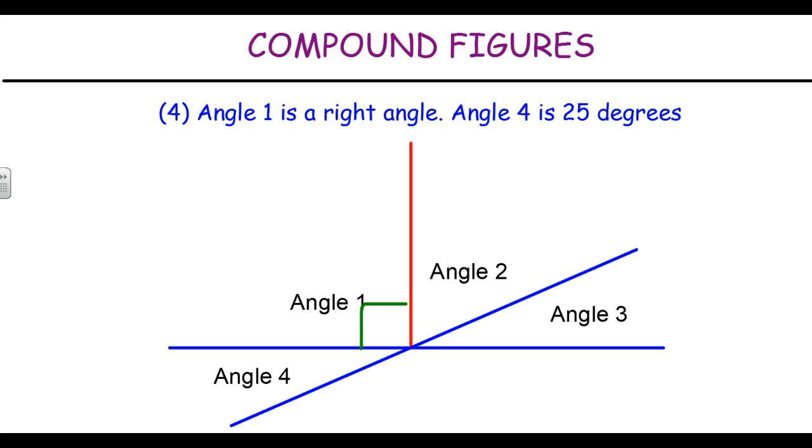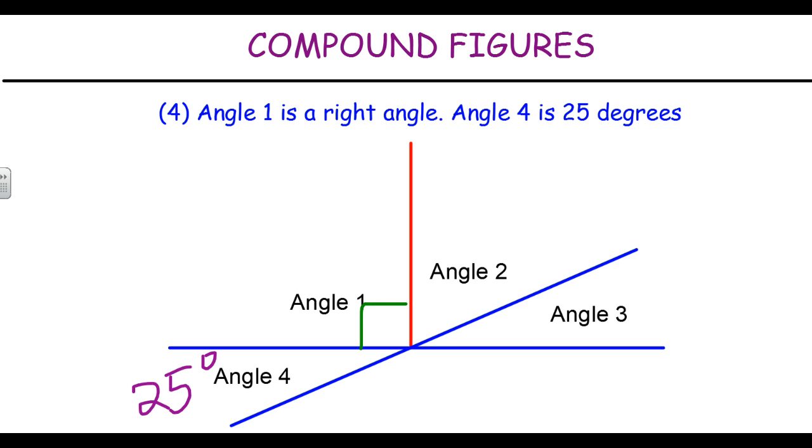So angle 1 is a right angle, and we know that angle 4 is 25 degrees. So see what you can do to figure out what angle 2 and angle 3 would be. There's a few different ways we could do it. Some of the lines are color-coded to help you out. So just pause the video, see what you can do, and come back when you're ready to look at it.